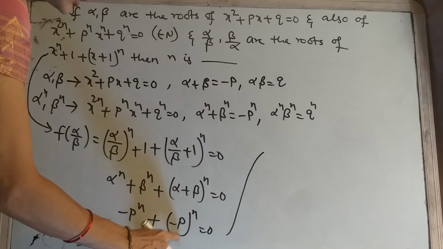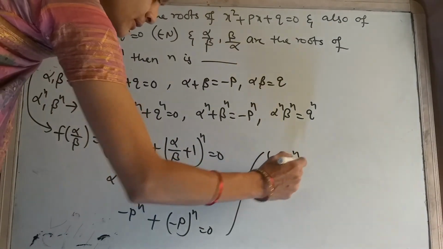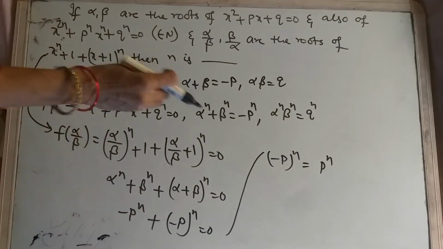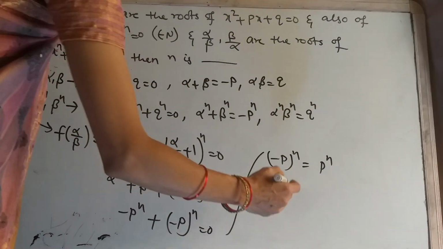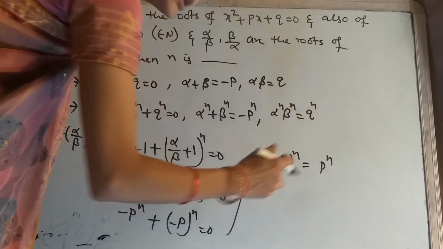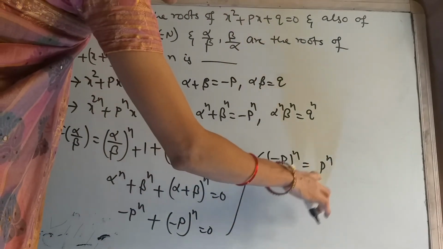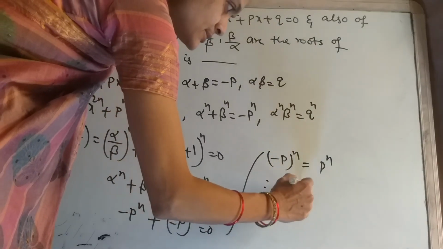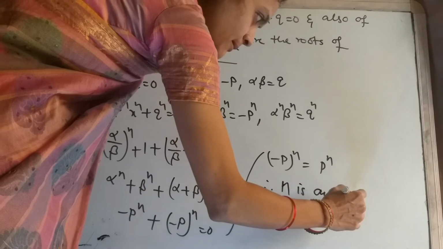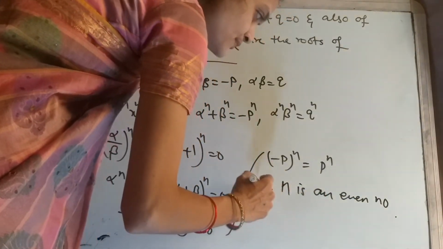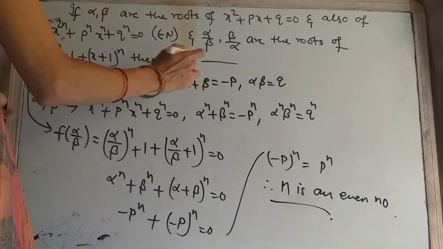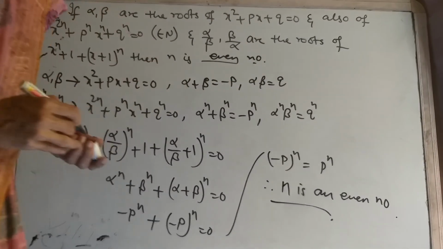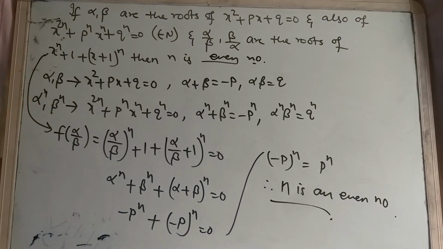So after this, here (minus p) whole power n, you take the side, equal to p power n. So in which n value satisfies this condition? So if we take n as an even number, (minus p) whole power n is p power n, no? So therefore, if you take here n is an even number, it is satisfied. So n is an even number. Okay. So these three questions were used in the previous IIT model.